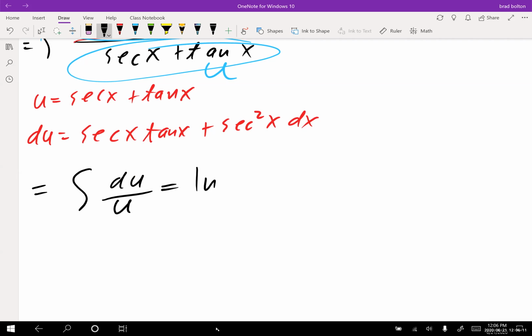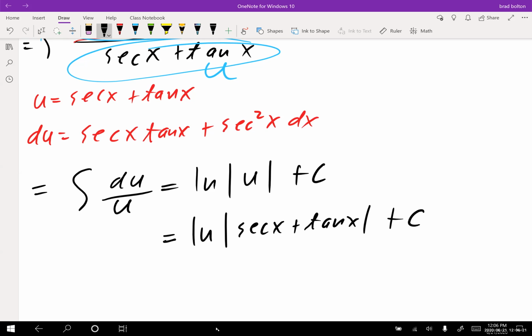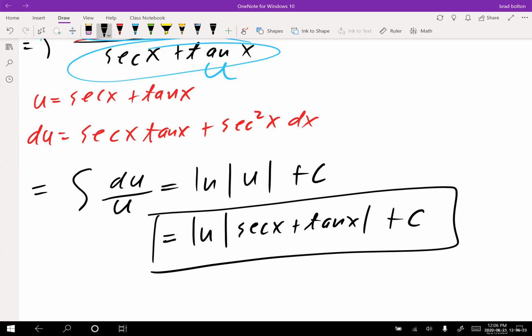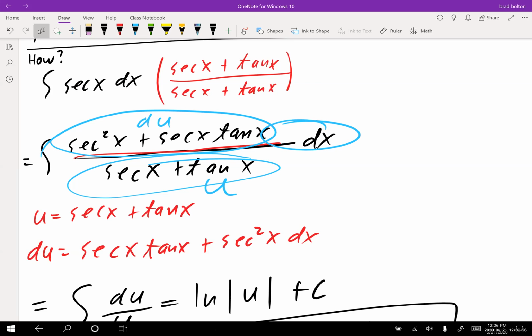So now this becomes the natural log of the absolute value of u plus c. But we said that u was secant x plus tan x, plus c. And that's where the formula came from. So basically in about one u sub, we have the problem, okay? It's just sneaky. And then the idea of multiplying by a special one. So this is the key for this problem, okay? All right, so I just wanted to show you where one of these formulas came from.